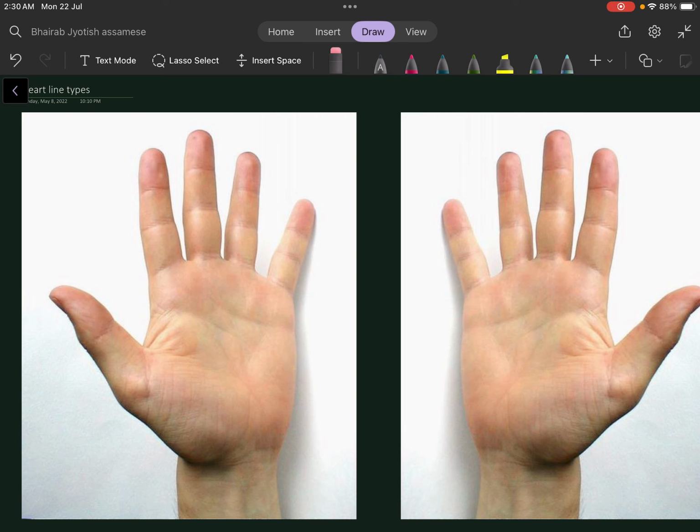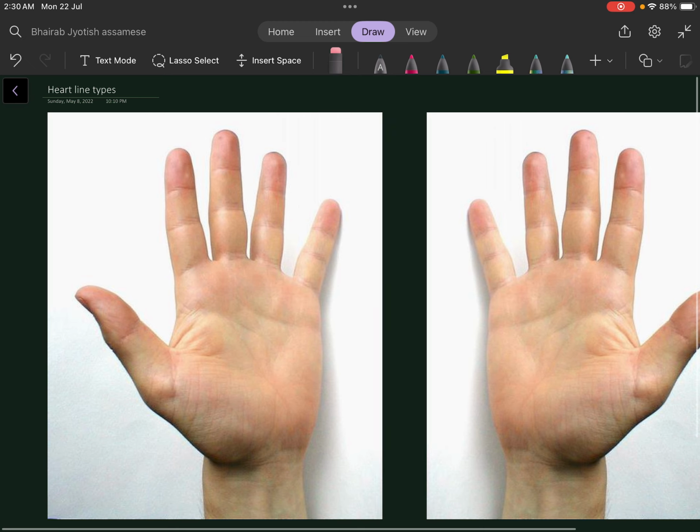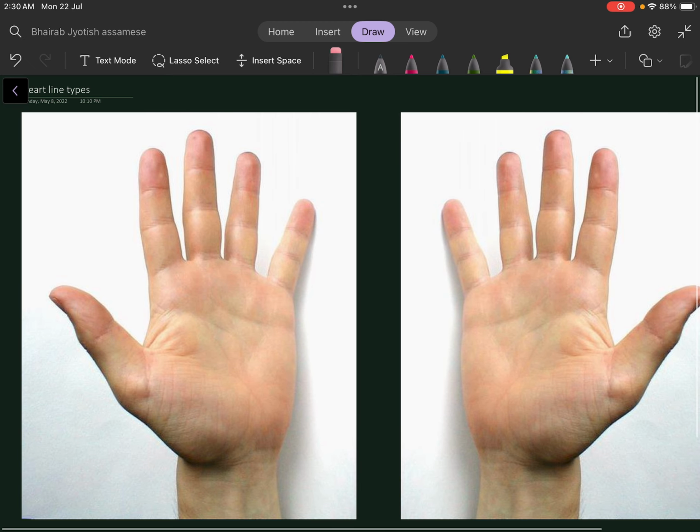So in this video we will learn about the different types of heart lines. What we understand by heart lines is that these are one of the major three lines. Each person has three different types of lines as well as some minor lines. In this video we will discuss the different types of heart line and their impact on our life, how we can analyze the different types of lines, where is the positive side, and where is the negative side.